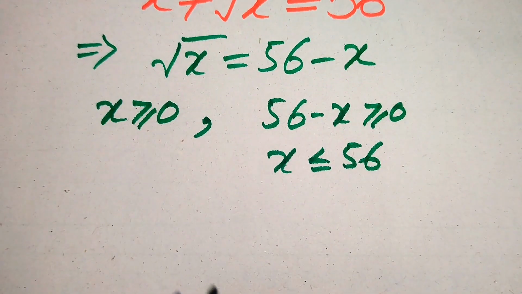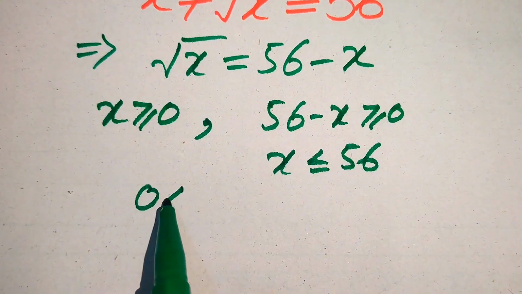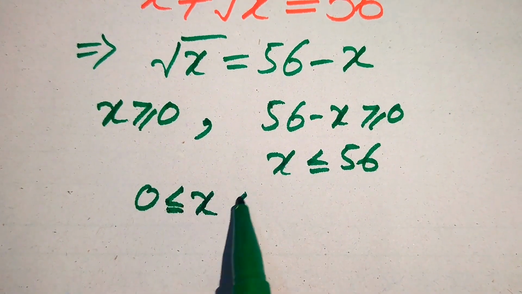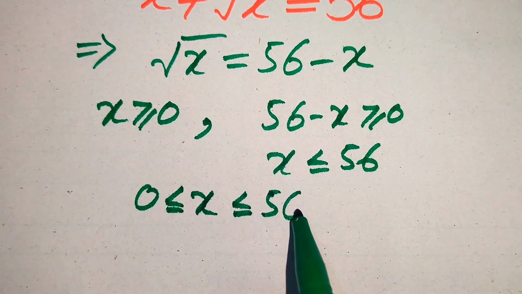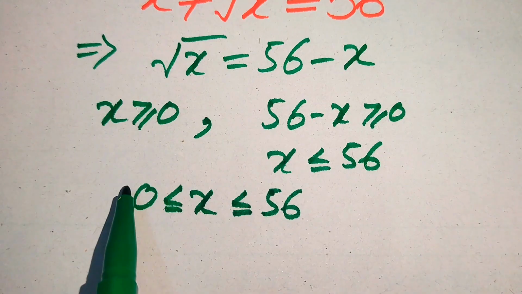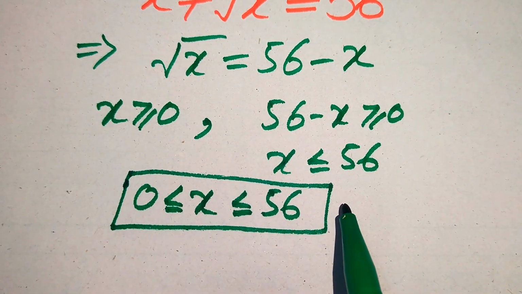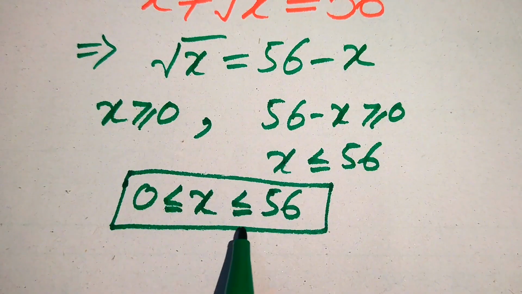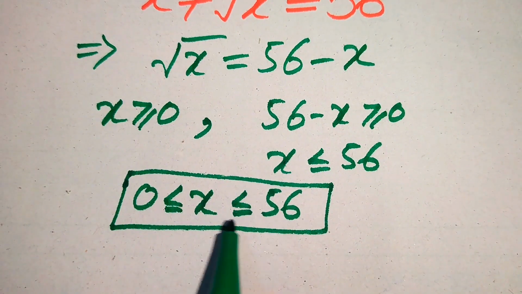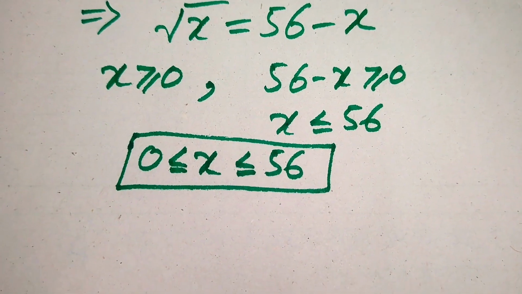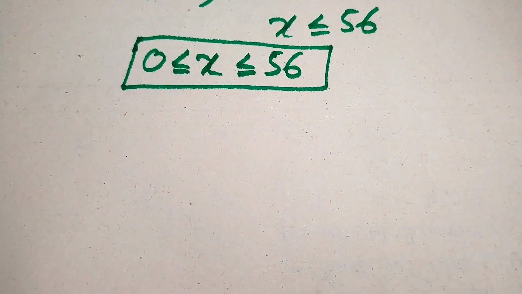And now when we compare both of these inequalities, you will get here 0 is less than or equal to x is less than or equal to 56. It means that this is the domain of the given question statement. So it means that our solution will lie within this interval 0 to 56. And now we move towards finding the solutions of the given equation.